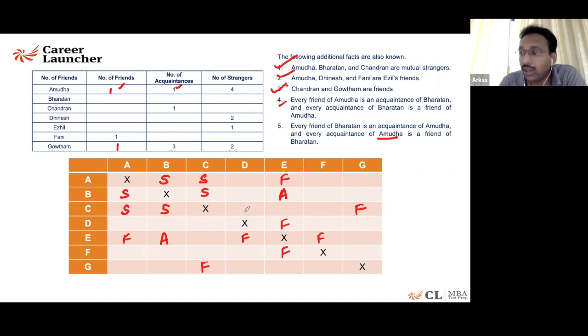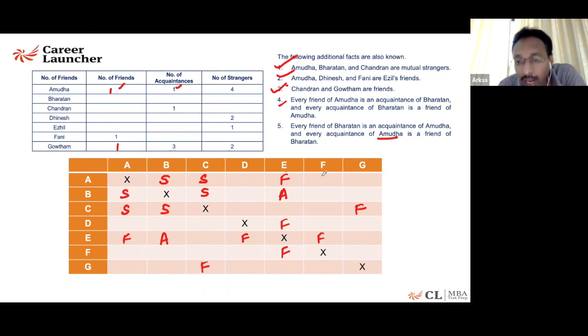Okay, let's look at Azil. Azil has 3 friends, 1 stranger is there. Where do we start? This is F. Just think about this. F has only one friend. Gautam has only one friend. So these friends are already done. There is only one friend of Funny who is E and one friend of Gautam who is C.